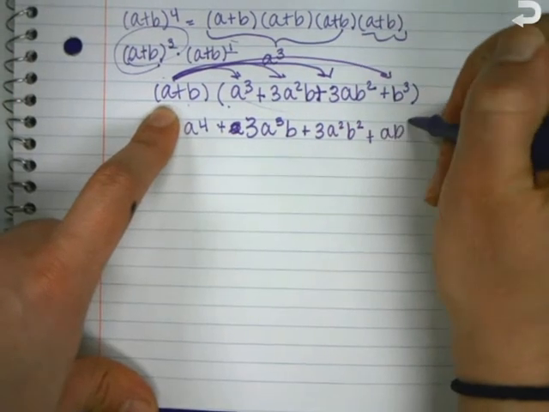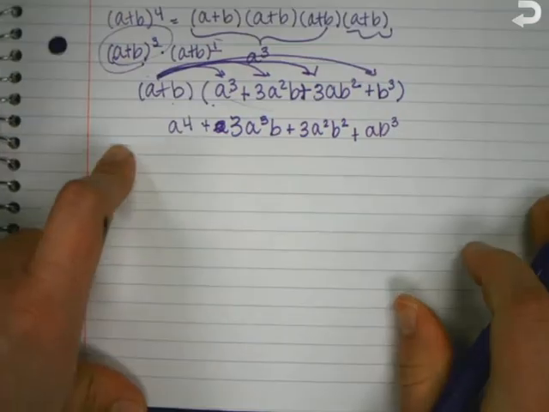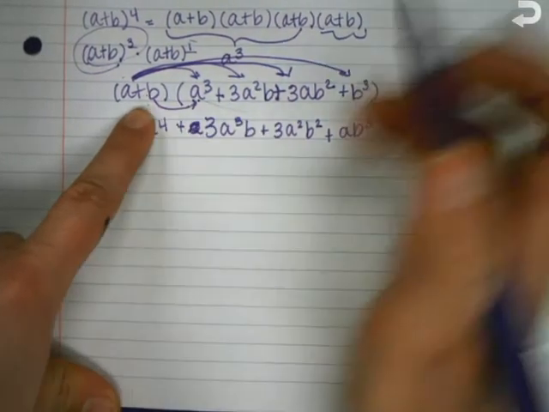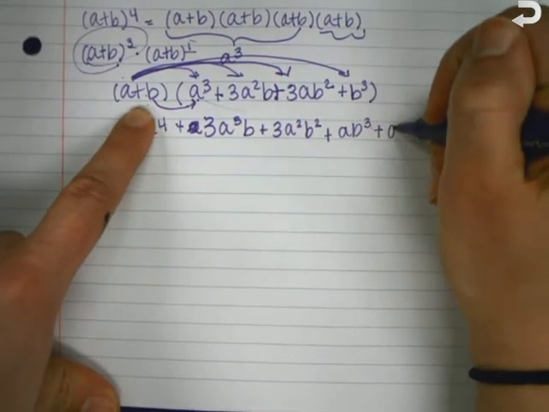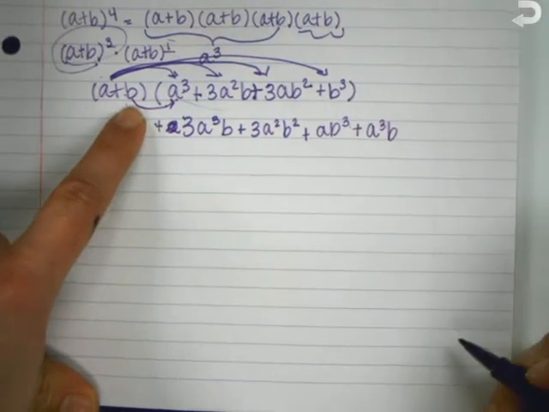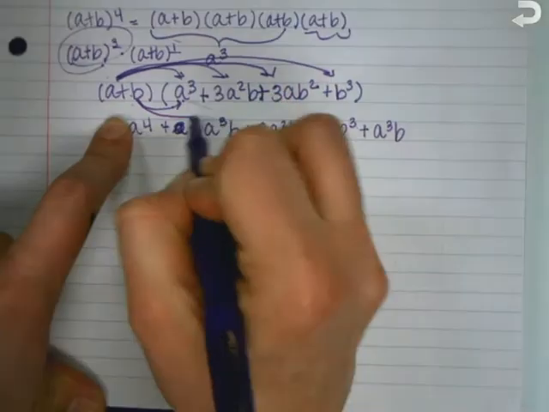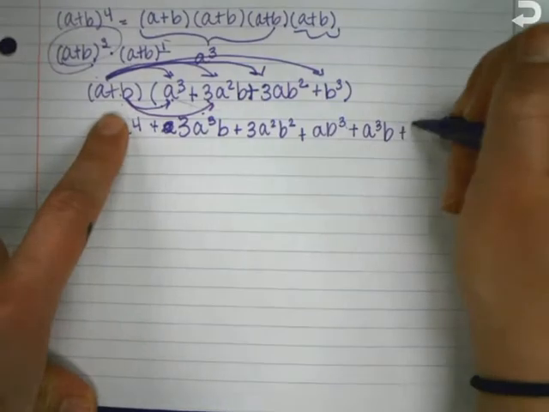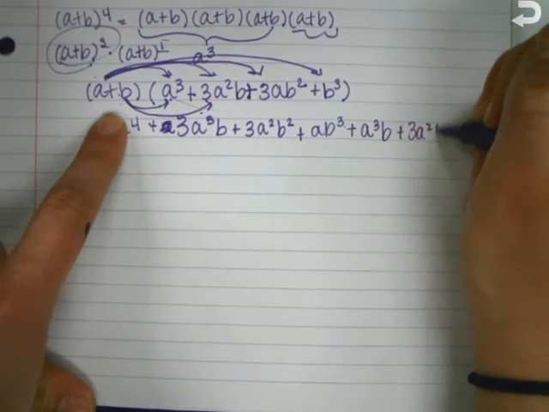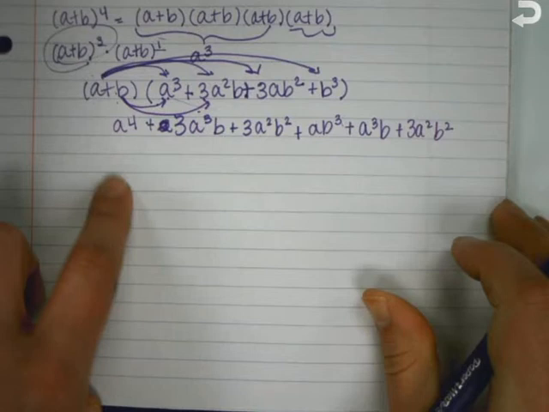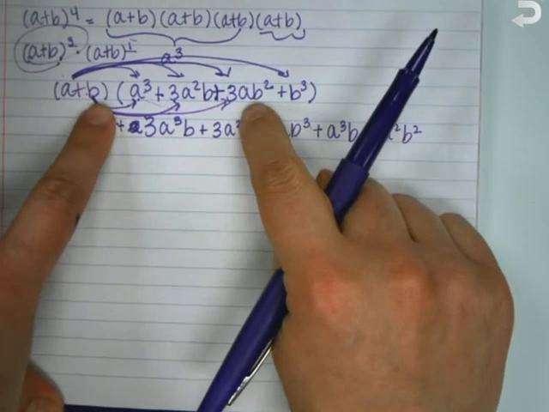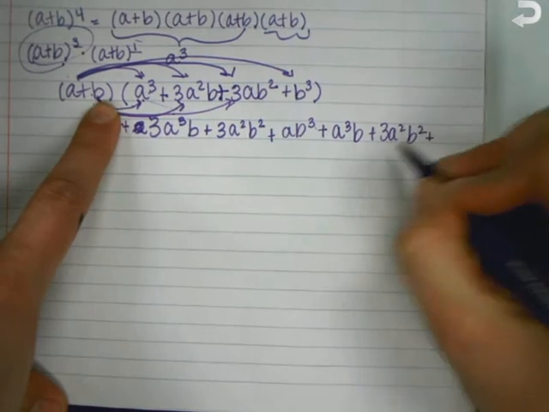a to the third plus b. That's a to the third b. B times 3a squared b, that's plus 3a squared b squared. I'm going to run out of room. B times 3ab squared, 3ab to the third, and b times b to the third, b to the fourth.